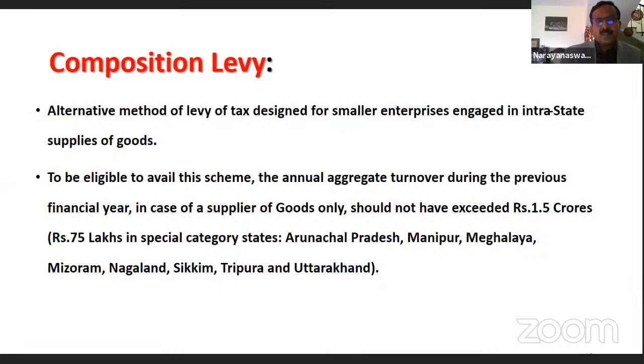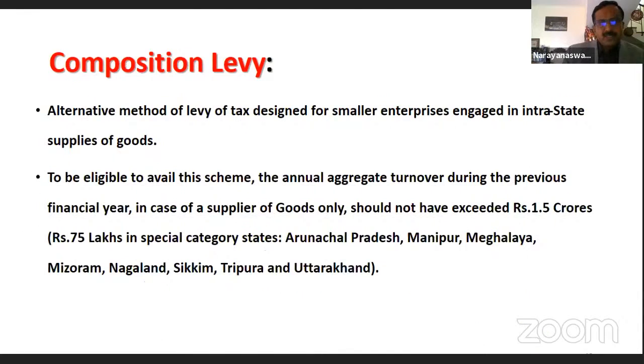Under this particular scheme, there are conditionalities. They can operate up to 1.5 crore, and they need to pay the tax on their turnover, that is state turnover, at the determined percentage. It is generally 1%, except in case of restaurants, it is 5%. This is a facility for the small scale sector.